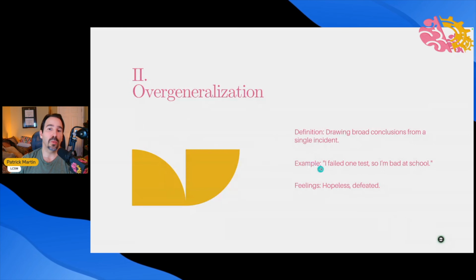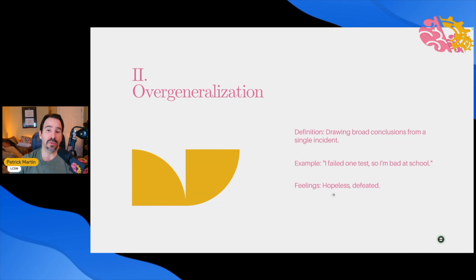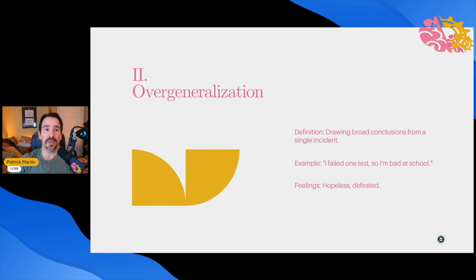I failed on one test, so I'm bad at school, right? It's overgeneralizing the self, our ability to perform, right? Our sense of adequacy and our ability to adapt to new circumstances on the fly is compromised because we don't believe in our ability to adapt and figure things out as we go, right? This leads to feelings of being hopeless or defeated.